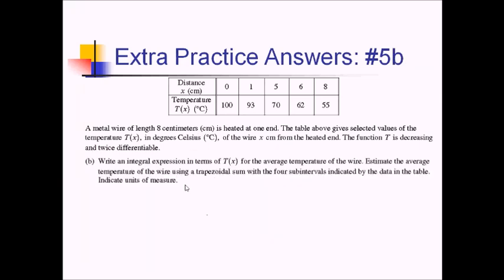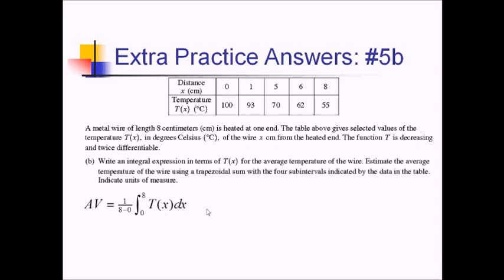For part B, they want us to write an integral expression in terms of T of x for the average temperature of the wire, and then estimate it using a trapezoidal sum with 4 subintervals. All right, so let's get our integral first. For average temperature, we need 1 over the length of the interval. Since we're doing it across this whole distance, that's going to be 1 over 8 minus 0 times the integral from 0 to 8, starting point to stopping point, of, well, what are we finding the average value for? We're finding the average value of the temperature of the wire, which is expressed by T of x. So we're going to put T of x dx in here.